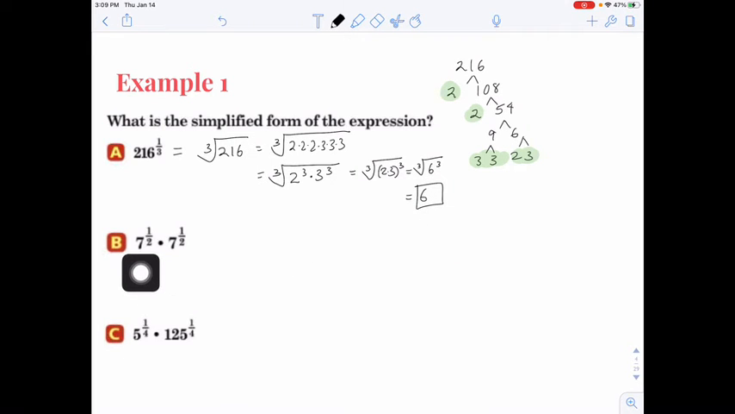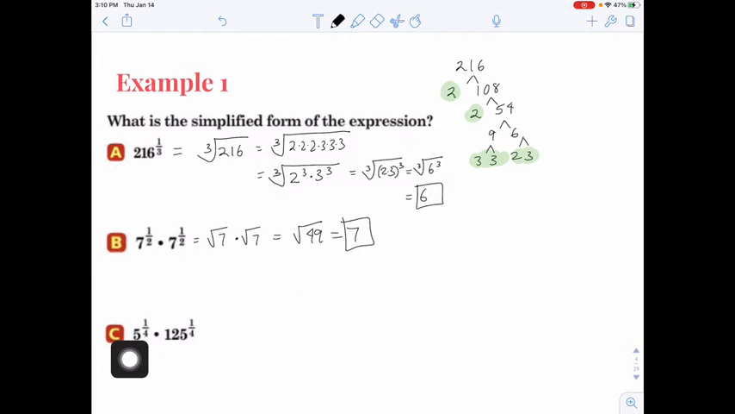For part B, we have 7 to the 1/2 power times 7 to the 1/2 power. Again, we're going to rewrite these as radicals. Since it's 1/2, it is going to be a radical with an index of 2 or a square root. So we have square root of 7 times, again, square root of 7. Well, the square root of 7 times the square root of 7 is just the square root of 49, which is 7.